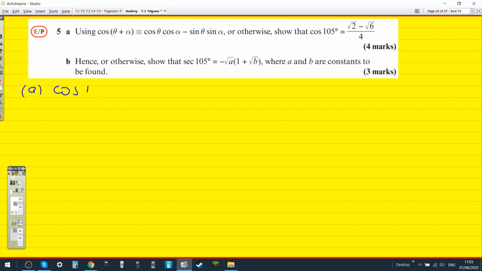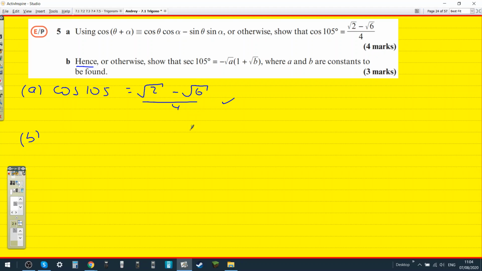So do I need to take the answer, root 2 minus root 6 over 4, and then I need to factorize it? So cos 105 is this fraction. Sec 105. What do you do with that?